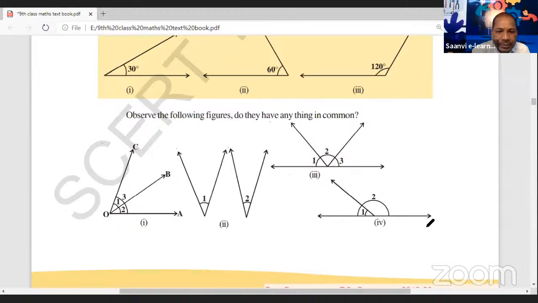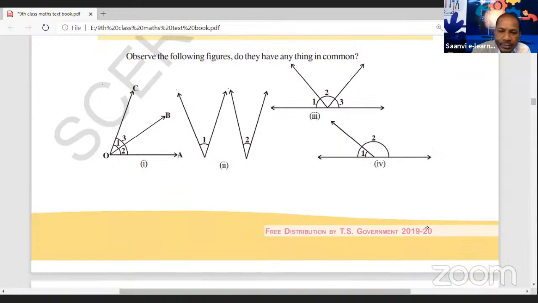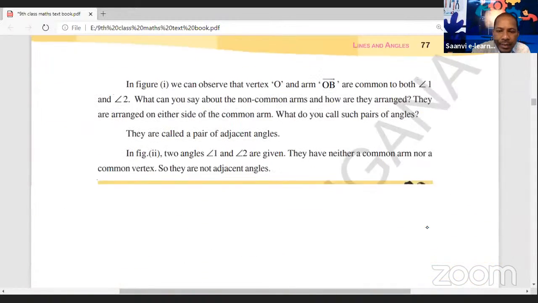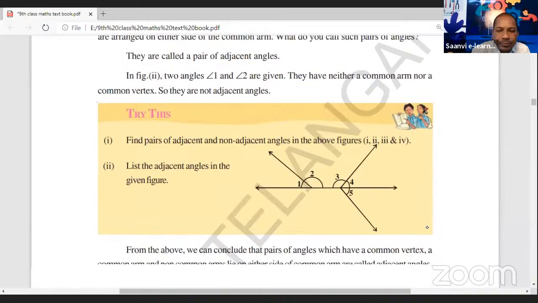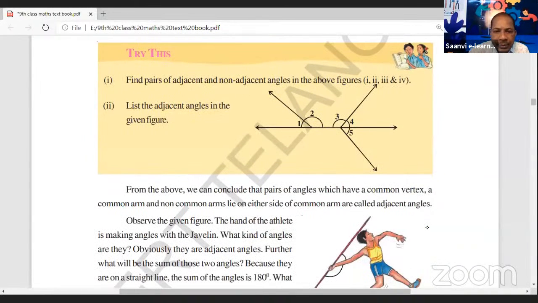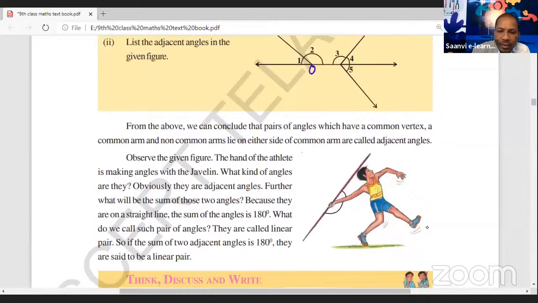adjacent angles. And also if we observe these figures, here also in the first figure the angles 1 and 2 have a common arm and common vertex, so they are called adjacent angles. And see this figure also, angle 1 and angle 2 have a common vertex and common arm, so they are called adjacent angles. And in the second figure also, 3 and 4, 4 and 5 are adjacent angles. Why? Because they have a common vertex and common arm.